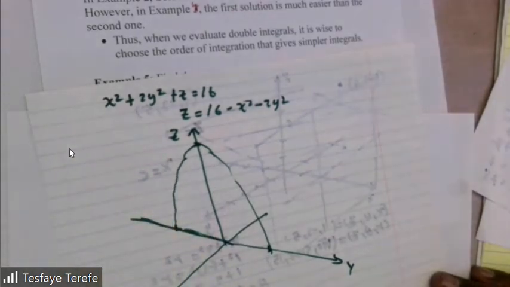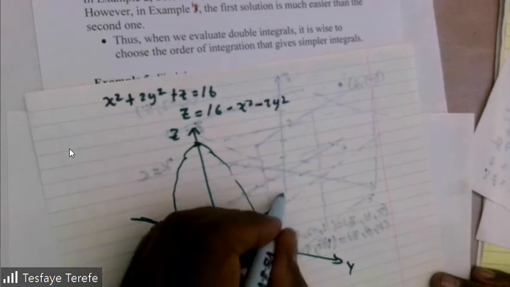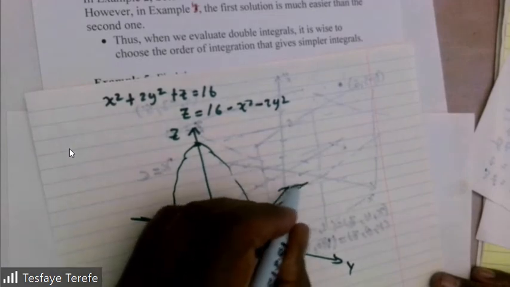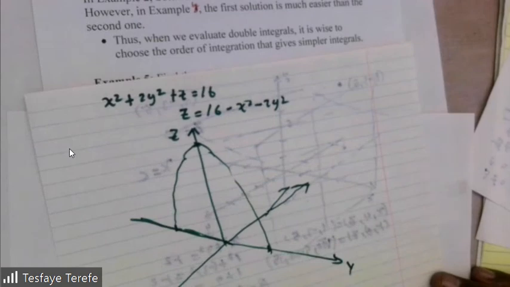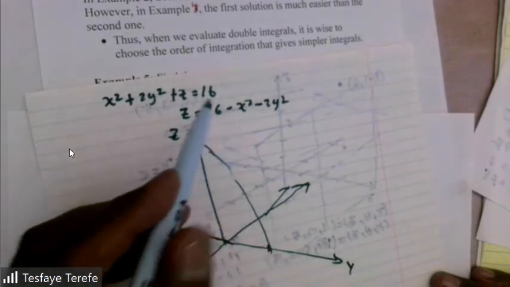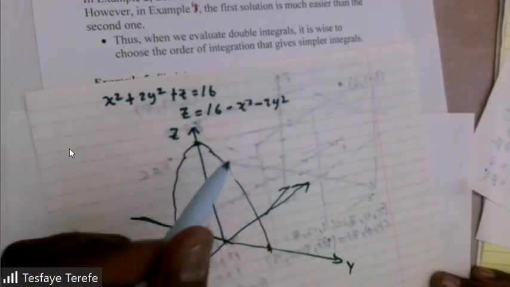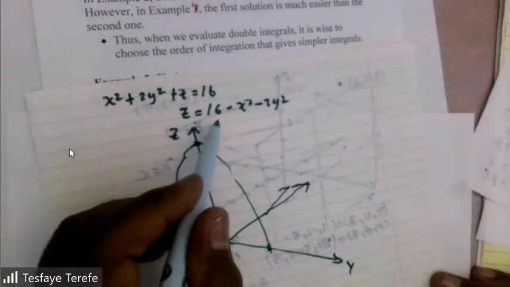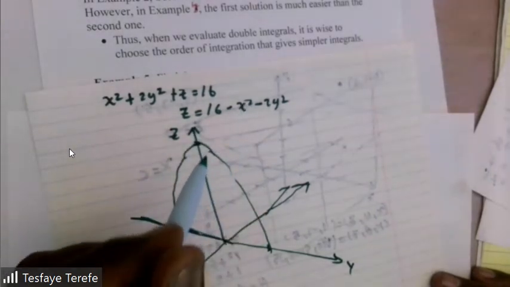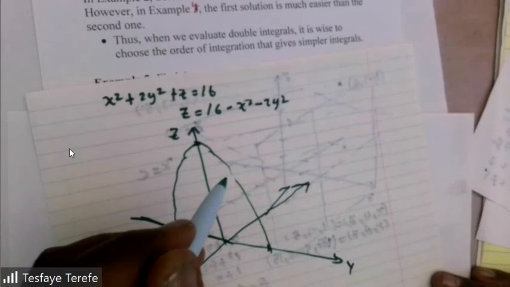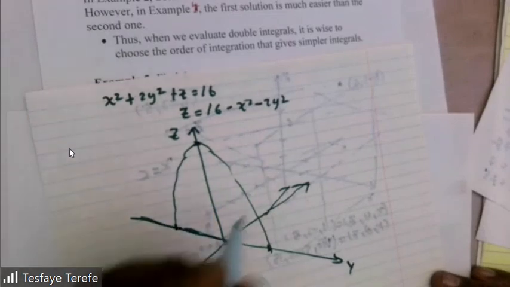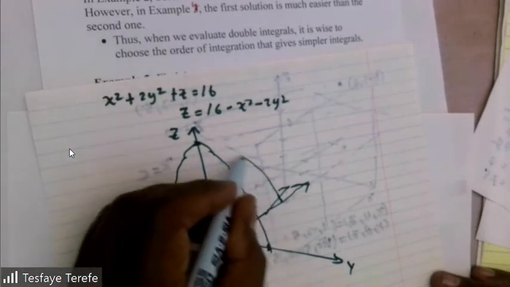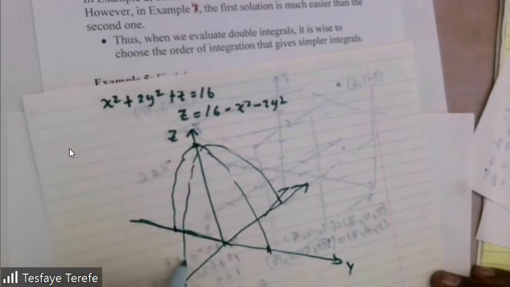And you are going to have this volume. And likewise, on the xz plane, the y value is 0. That means 16 minus x squared is equal to 0. And x is 4. We are going to have 4 here, and we are going to have this region.